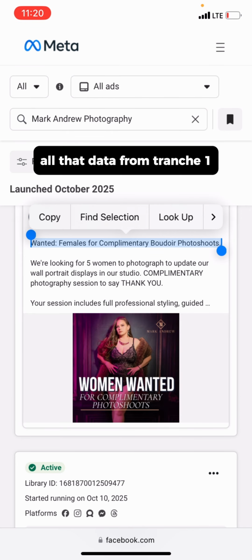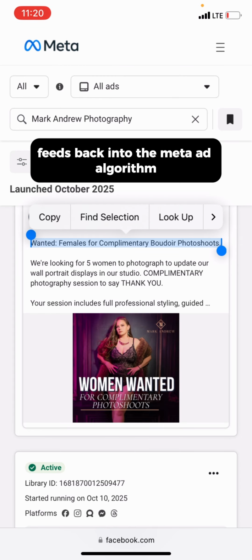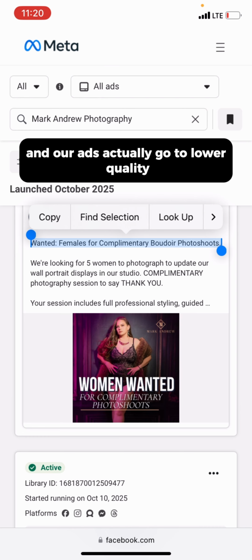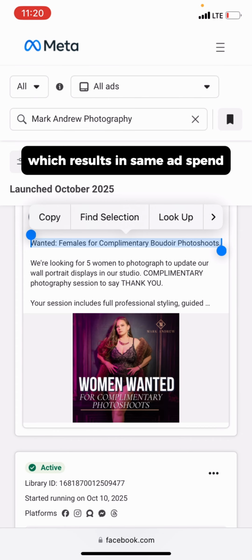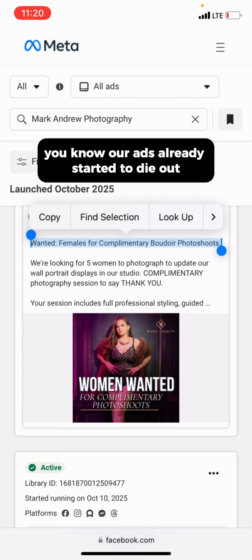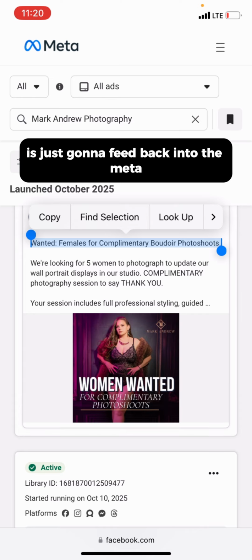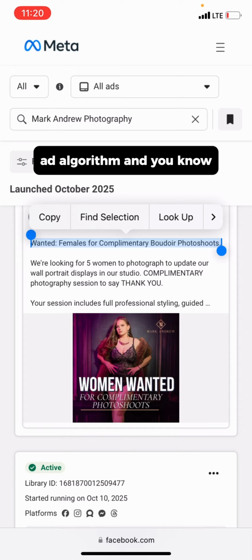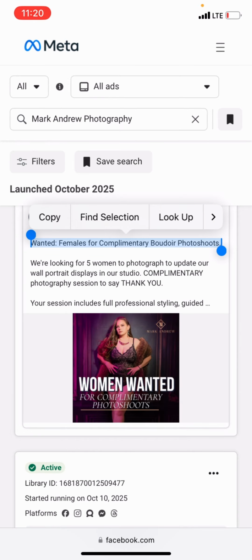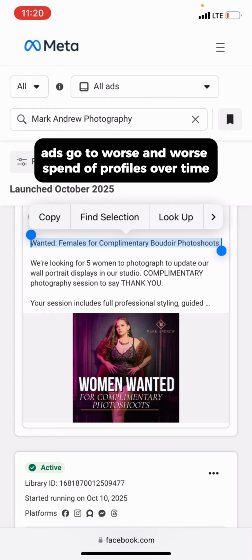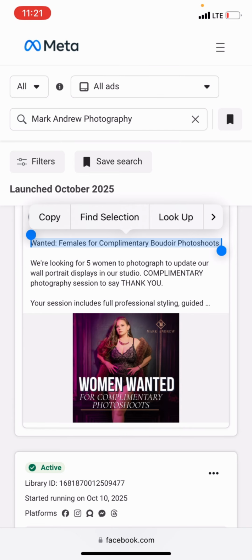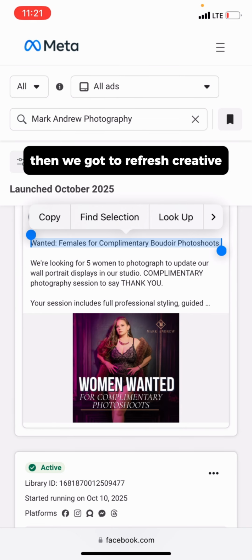All that data from Tranche 1 feeds back into the Meta ad algorithm, and our ads actually go to the lower quality Meta profiles for Tranche 2, which results in same ad spend, lower results for Tranche 2. Our ads already started to die out, burn out. We're already in the downward spiral of despair. That lower result from Tranche 2 is just going to feed back into the Meta ad algorithm, and ads go to worse and worse Meta profiles over time. Same ad spend, lower and lower conversion rate, lower results over time. Ads burning out, ads dying out. Then we've got to refresh creative.